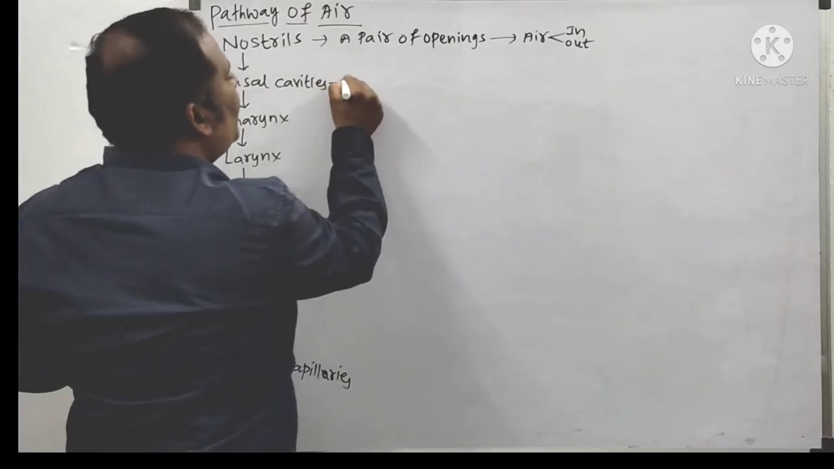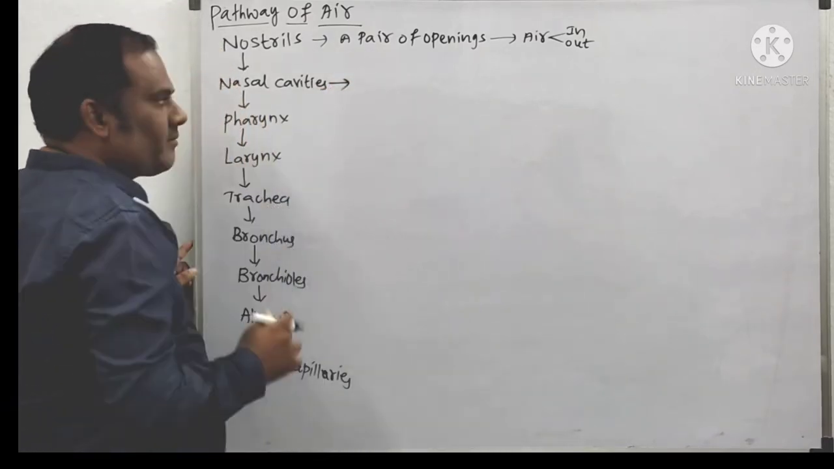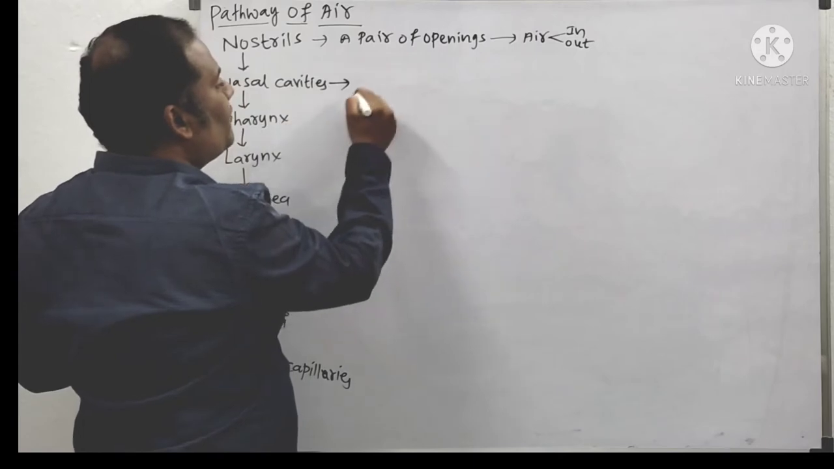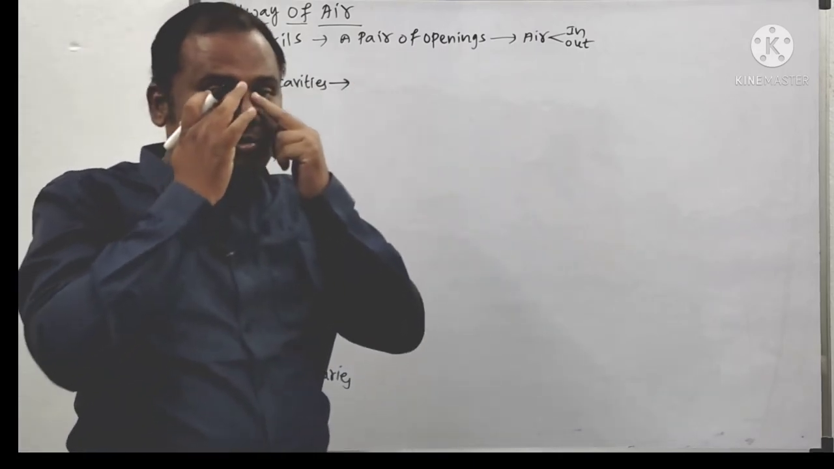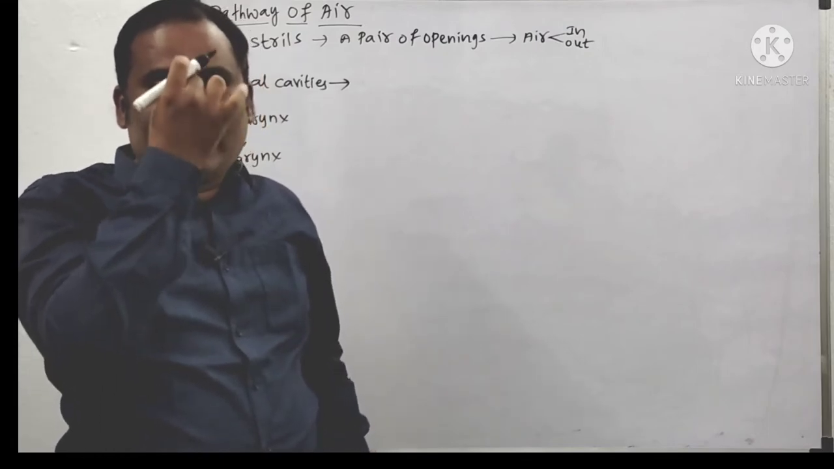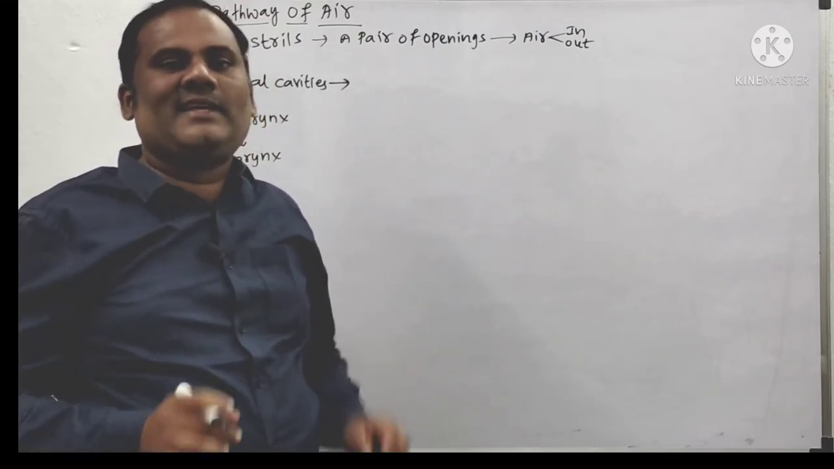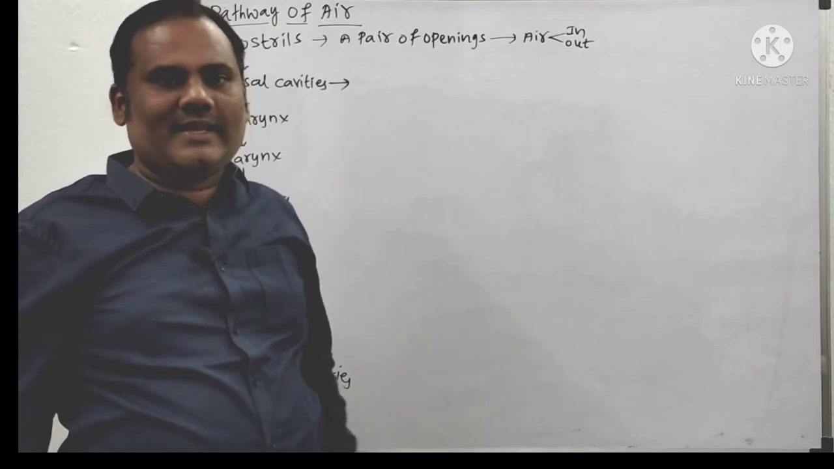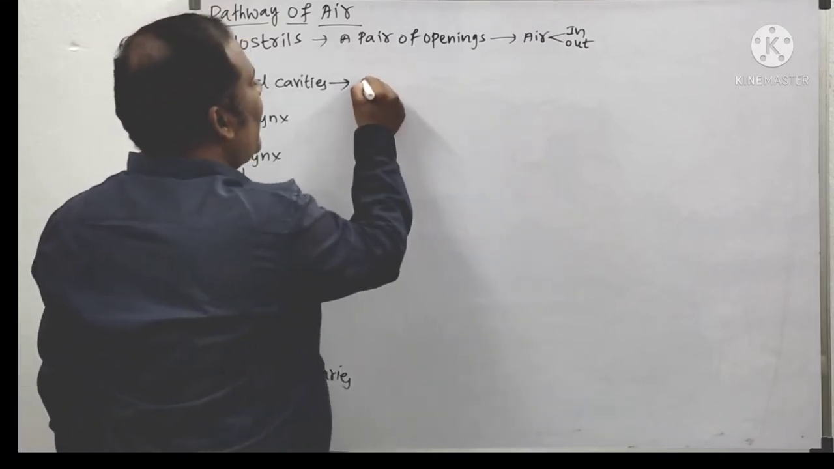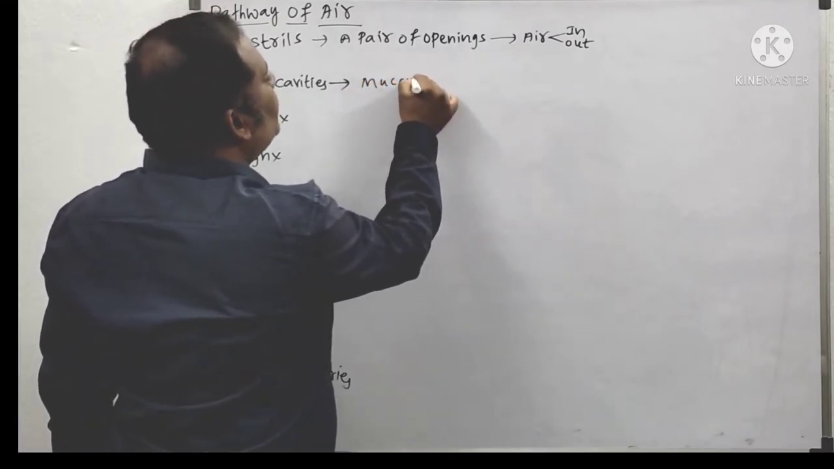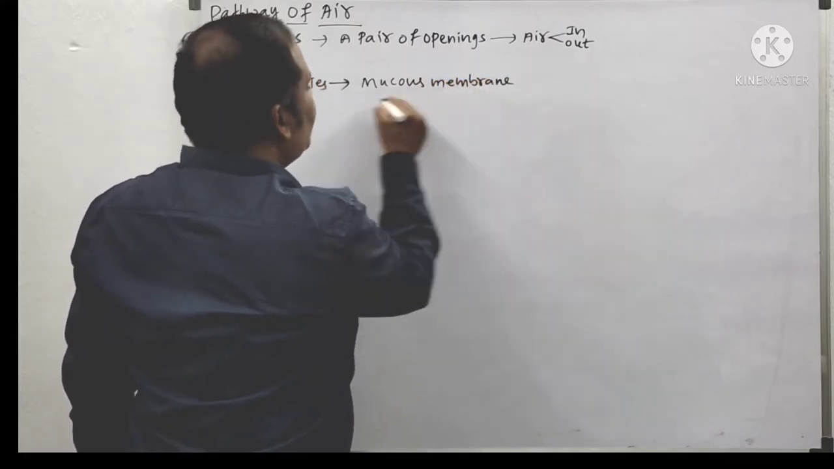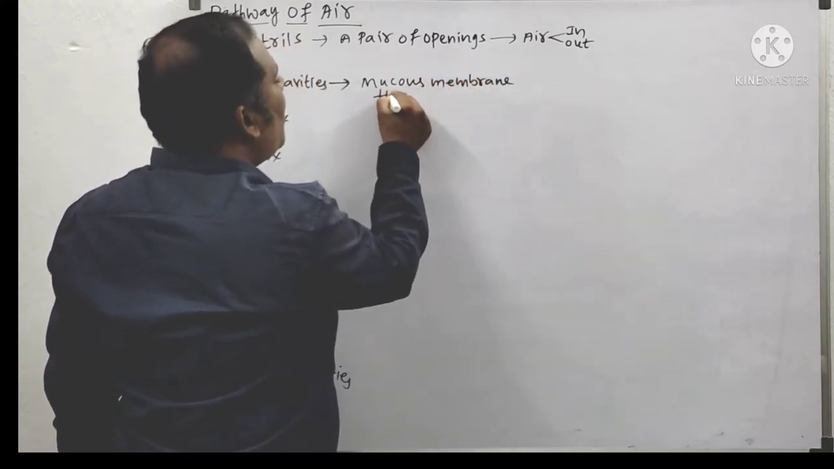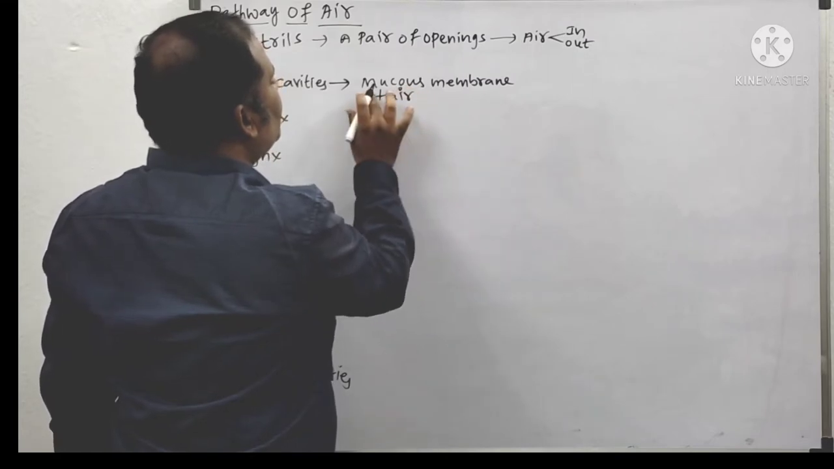Next one is nasal cavities. For what sake are they useful? These nasal cavities are divided into two, and in the center we have a soft bone called a palate. That palate separates these nasal cavities. Inside these nasal cavities, we have what? Mucous membrane. That is one feature. Second, they have what, Anna? Small, short, hair-like structures.